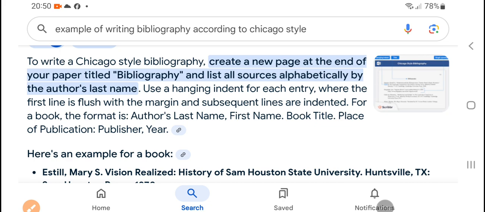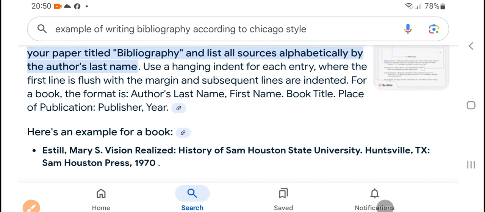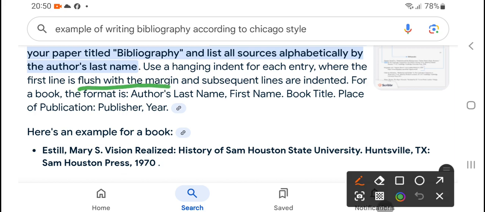Suppose we have taken 15 authors, right? So first we have to sort the list alphabetically according to the author's surname, and use a hanging indent for each entry. Hanging indent means the first line is flush with the margin and subsequent lines are indented.